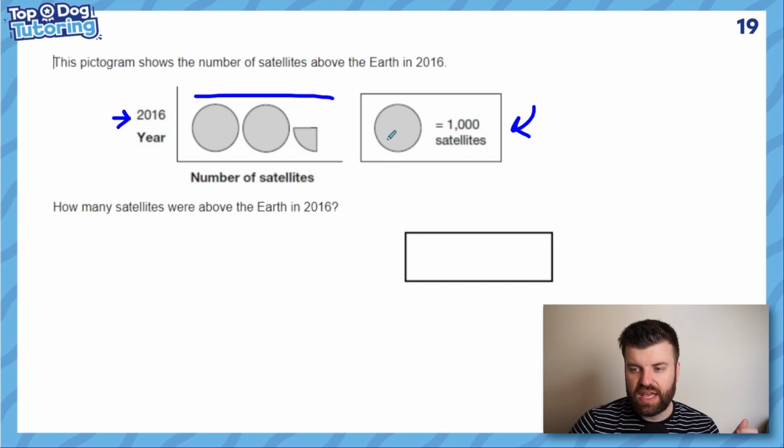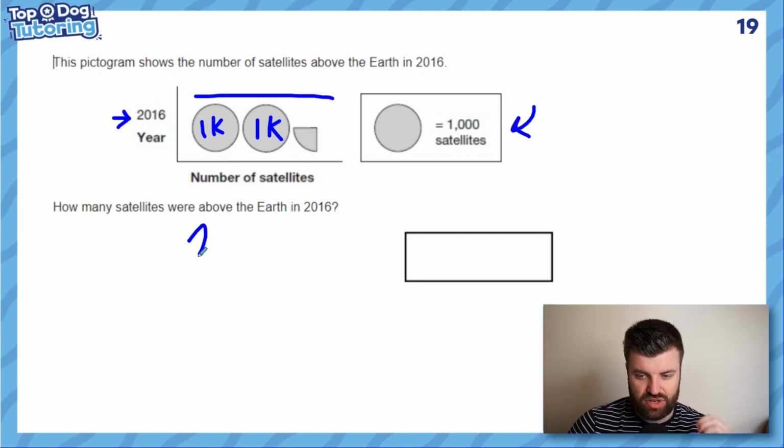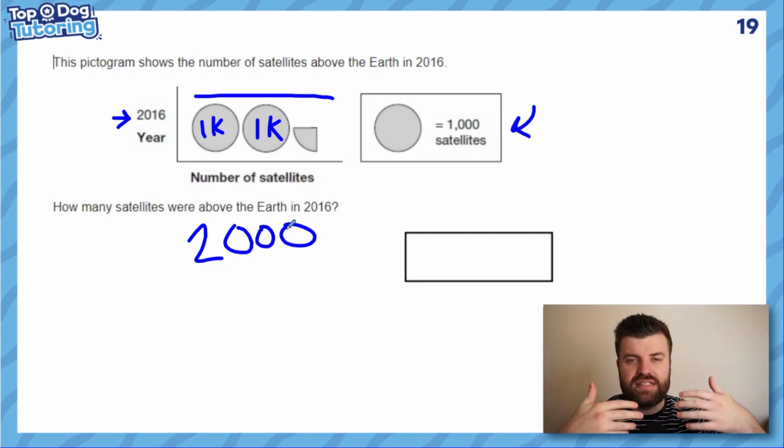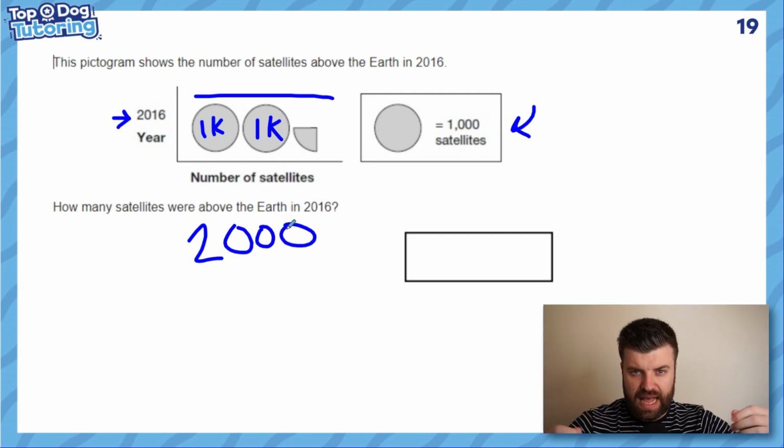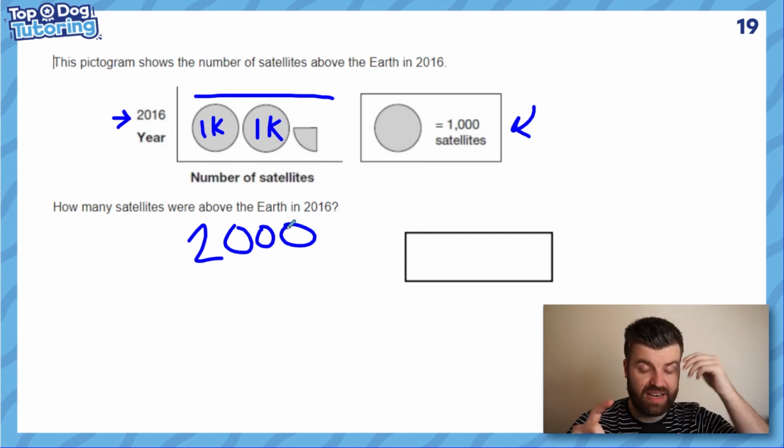We look at the key. Each circle's 1,000, so we have 1K. K is representing 1,000 sometimes, so I'm just going to use that to do my notes. We have another K here, another 1,000, so that's 2,000 because we've got 2 whole circles. Now we see how in statistics, it's very common to overlap. Like I said, we're going to talk about mean. We're going to talk about negative numbers.